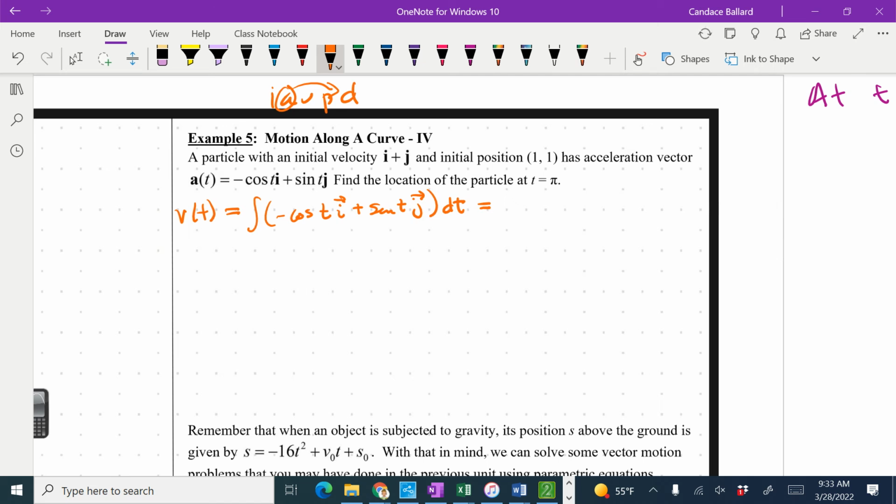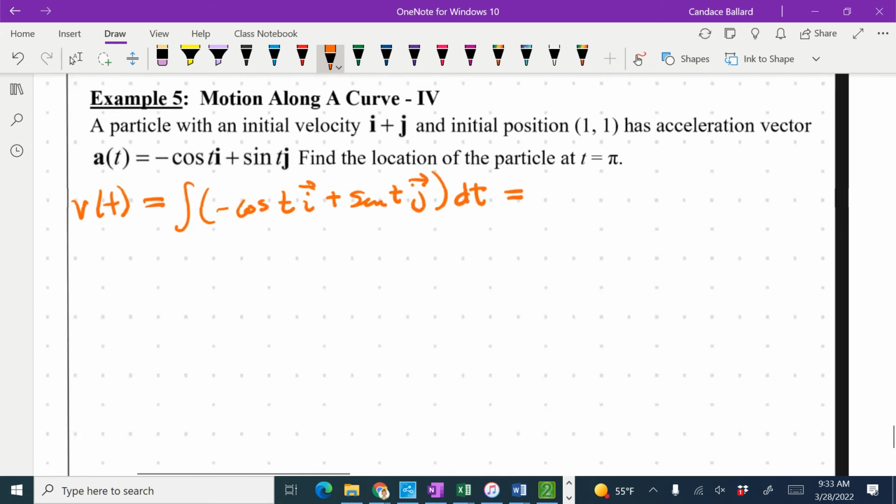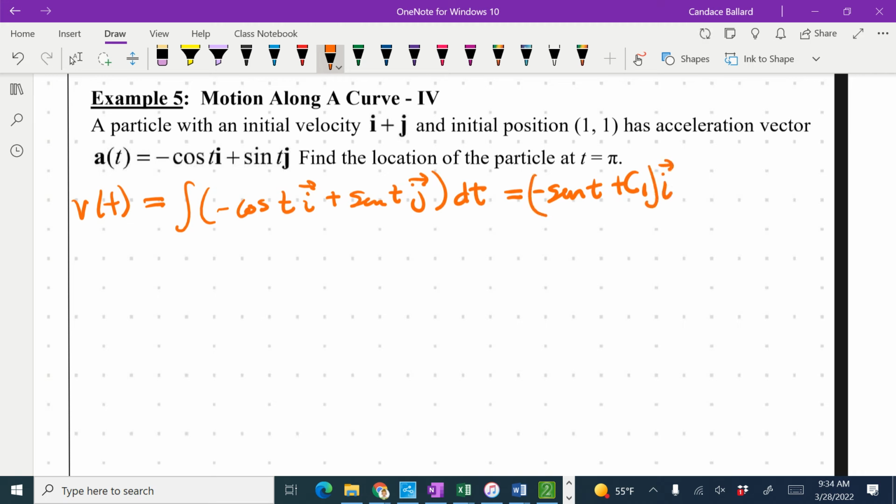Okay. When we integrate negative cosine, what do we get? Negative sine, good. Plus c sub 1. And then times the vector i. And then plus, when I integrate sine, what do I get? Yep, negative cosine of t plus c sub 2 times vector j.